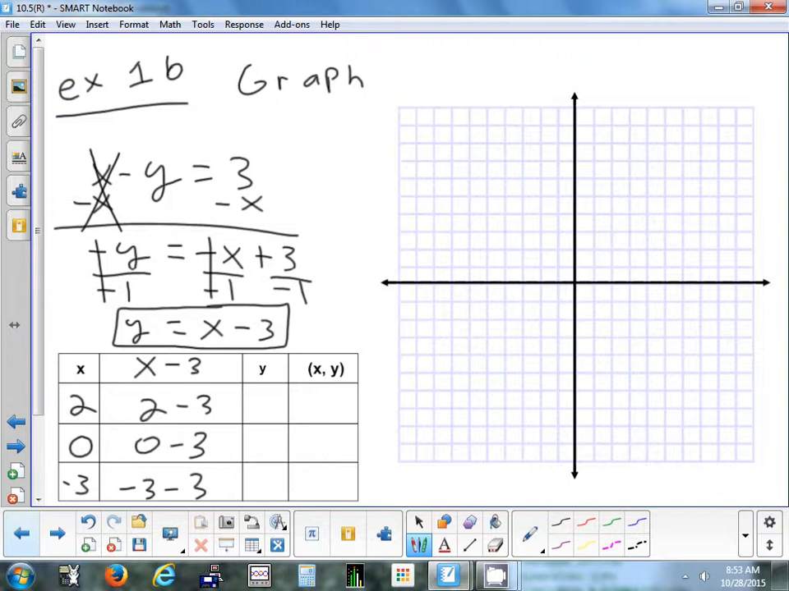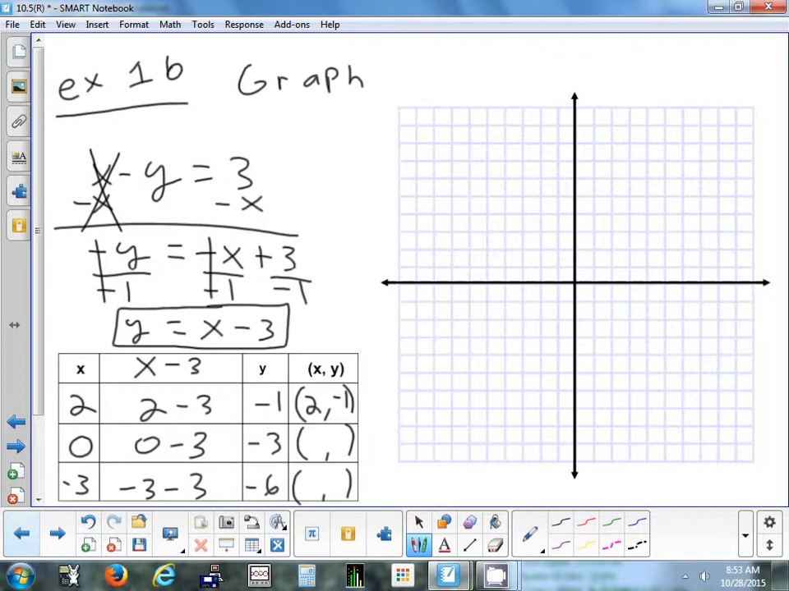Callan, what's 2 minus 3? Negative 1. Caitlin, 0 minus 3. And negative 3 minus 3. Be careful here. Yeah? Negative 6. If both negatives, keep the sign, add them again. Okay, and now write your coordinates, and that's going to tell you how to draw the picture. Gage, what's my first coordinate going to be? 2 and negative 1.